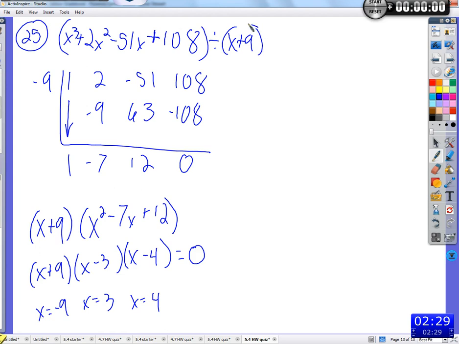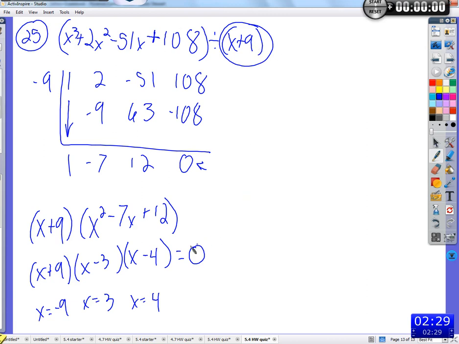Well, notice I said divide by x plus 9. And it turns out we got a remainder of 0. Which means that we're able to multiply x plus 9 times the result, x squared minus 7x plus 12, and get the original. By definition, that means that x plus 9 is a factor, right? Because I can multiply by something else and get the original. It also means x squared minus 7x plus 12 is a factor, because I can multiply it by something else to get the original. They are factors.